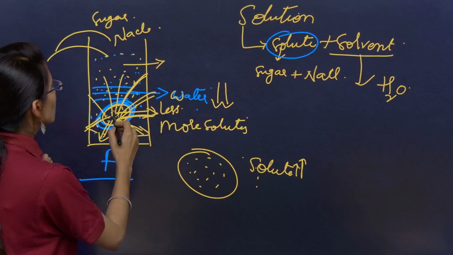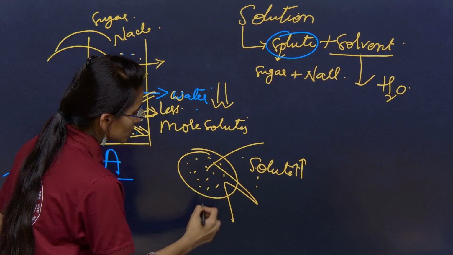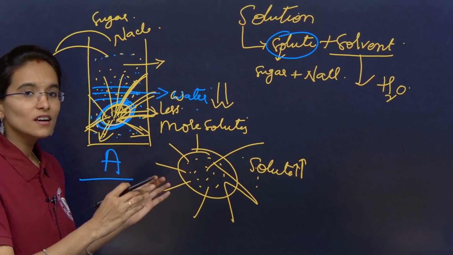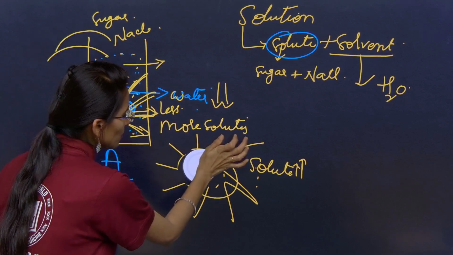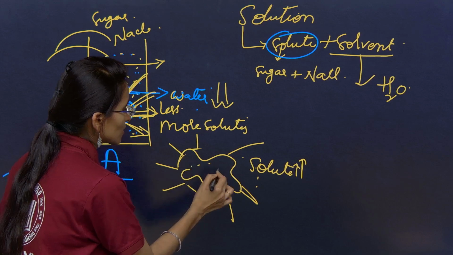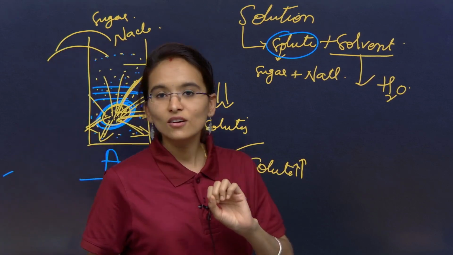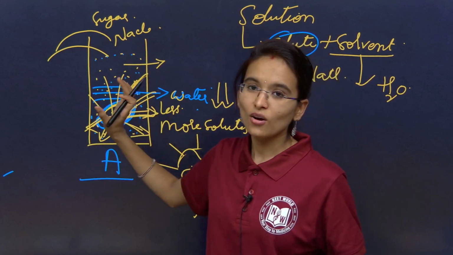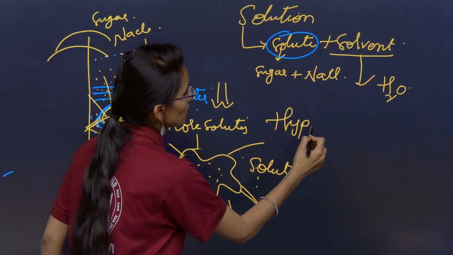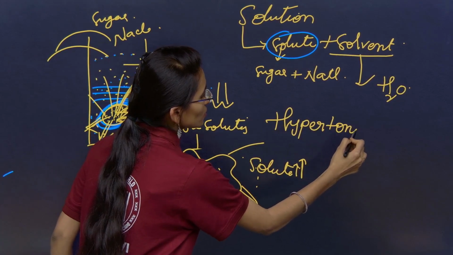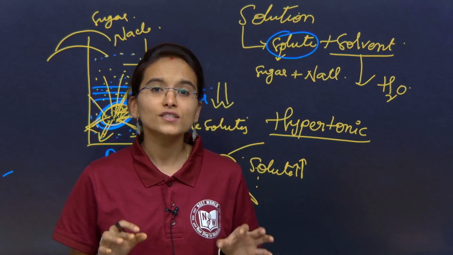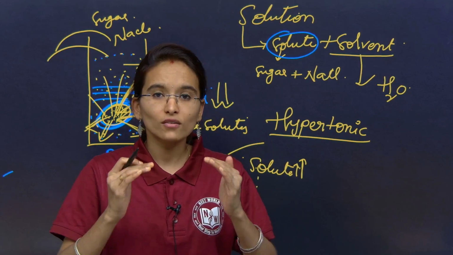When all this water moves outside of the cell, when the complete solvent moves from the cell to the external environment, then what will happen? All the water is lost and the cell will shrink. Clear with the concept? So this is called a hypertonic solution. What is it called, children? Hypertonic solution. In the hypertonic solution, the concentration of solute is more and the concentration of solvent is less.